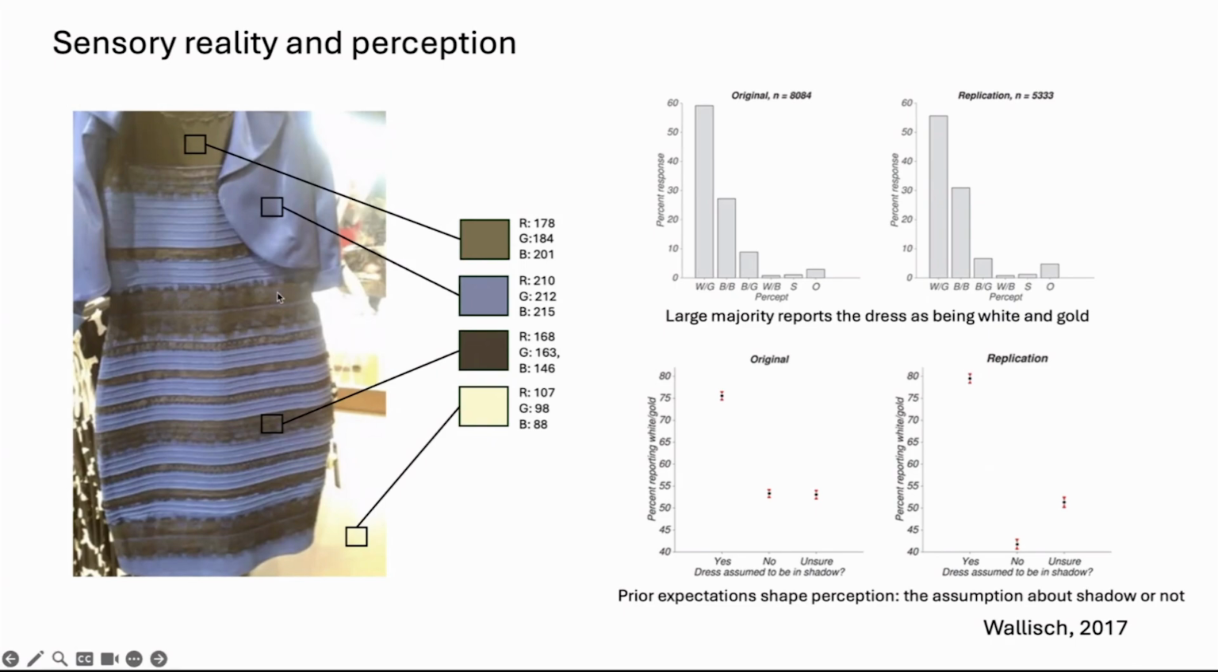So basically, if you believe that this dress was exposed to direct light, you are much more likely to see it as black and blue. And if you think that the image is in shadow, you are more likely to report that it is indeed white and gold.